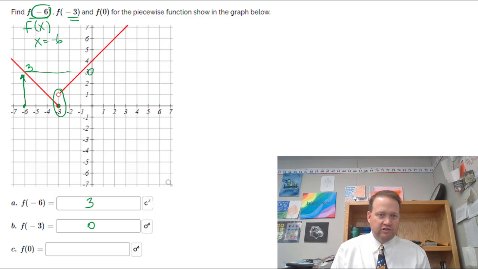And then the value of f of 0 is right here. And we'll read up until we hit the line, until we hit the function, which is a 4. So that's it. Hopefully that makes a little bit more sense.